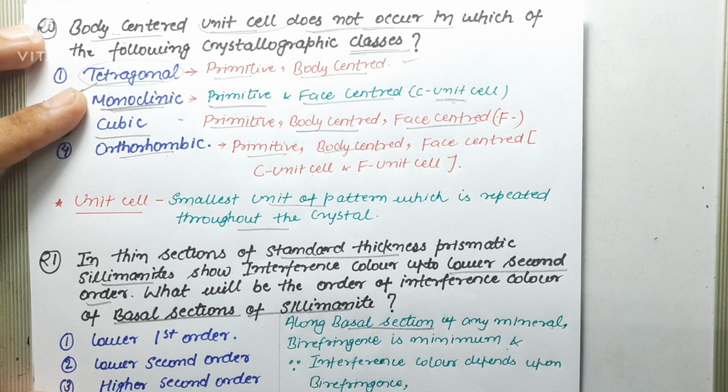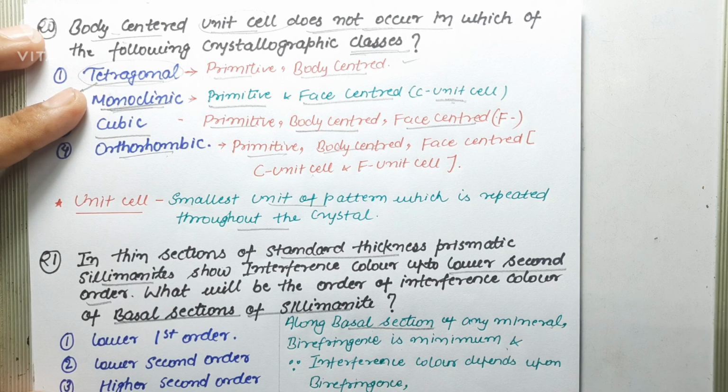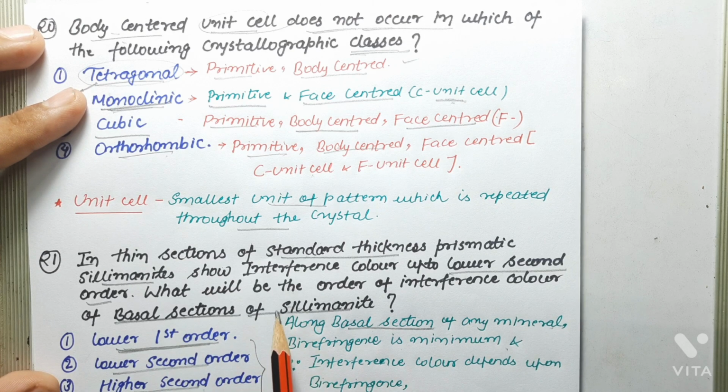And because interference color is the least, let's check out the options. First one says lower first order, second one says lower second order, third one is higher second order, fourth one is higher first order. So among these four, lower first order is the least interference color that can be shown by any mineral, or you can say that can be shown by the basal section of sillimanite. So this is the correct answer.